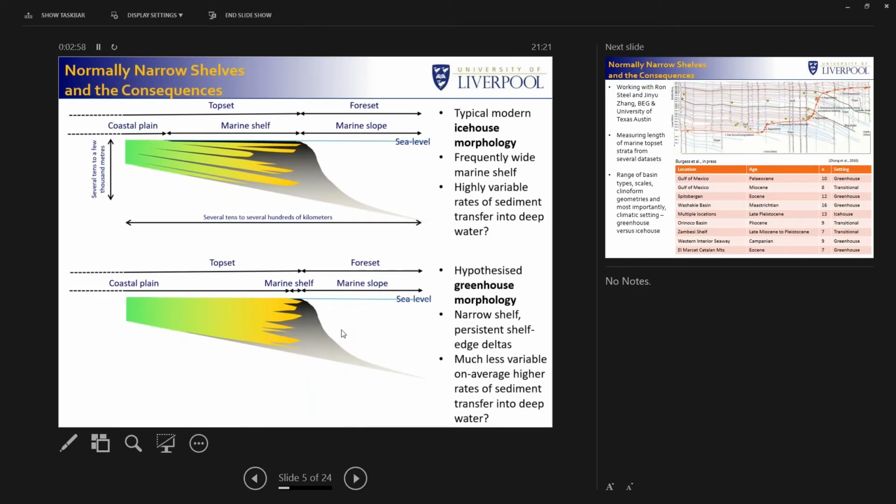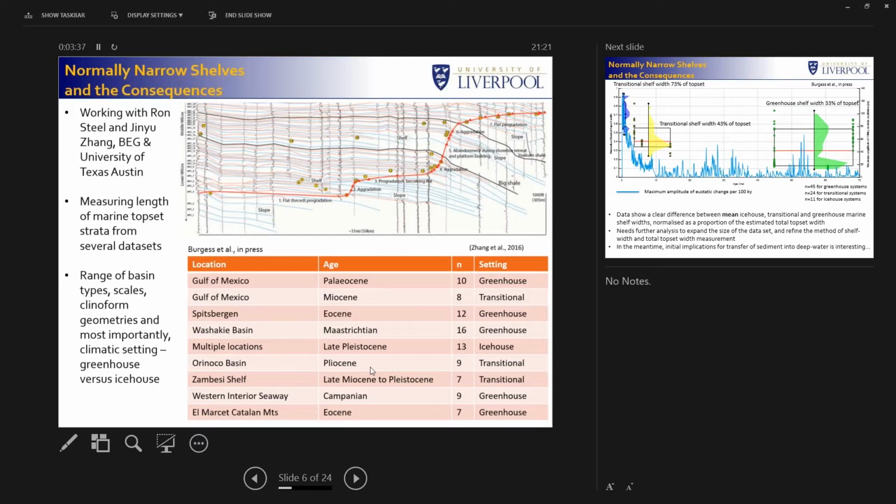So here's our hypothesized difference. The top diagram shows wide shelves. Gray is the marine strata, and greeny yellow is terrestrial to shoreline strata. You can see these wide stretches of marine shelf that extend over a large part of the top of the delta clinoforms that form the continental margin. What we're arguing is that the greenhouse morphology may well have been much more like this, so much narrower. You can see these stretches of marine shelf are much narrower than in the icehouse setting. But this is just a hypothesis, right? So how do we test whether this may have been the case?